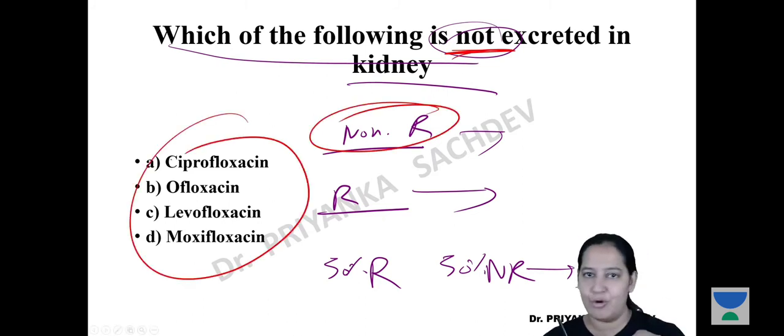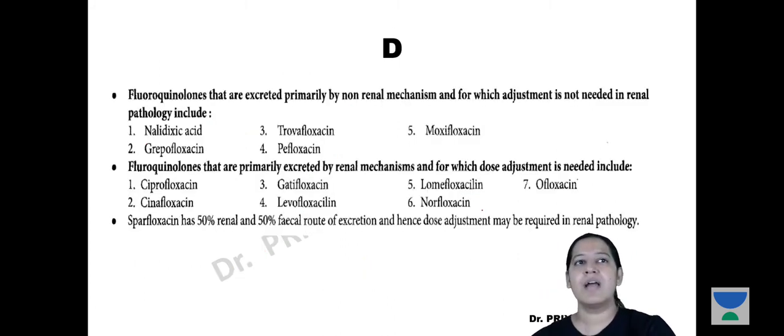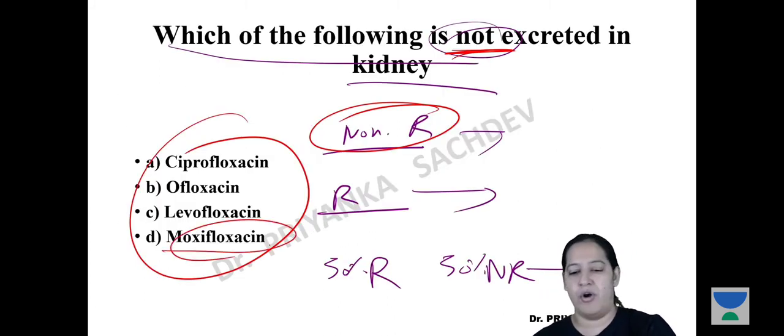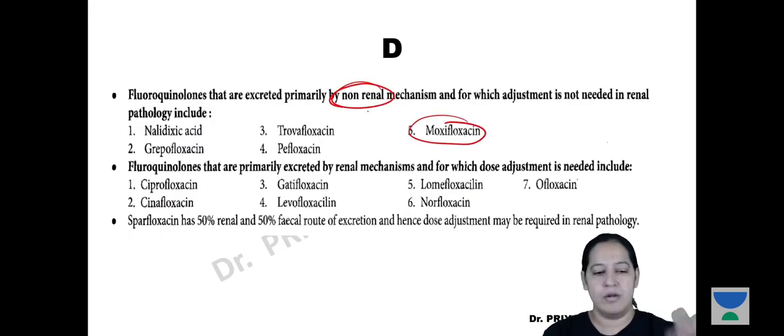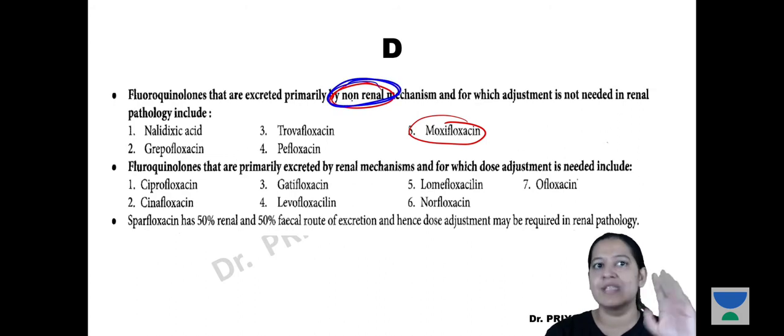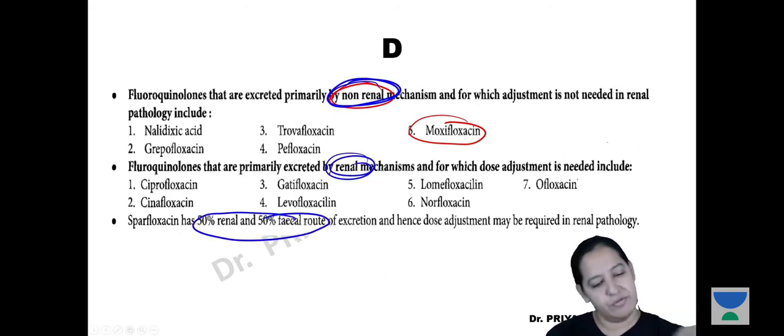Frankly speaking, I don't learn that list. I don't remember it, so I will see the answer and show you the list. The correct answer here is D, Moxiflox. So Moxiflox is there in the non-renal mechanism. I will mark it for you and read it for you. This is non-renal, this is renal, and this is 50-50 renal and non-renal. So we will read the drugs once.